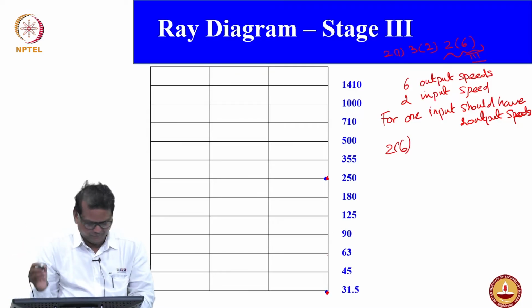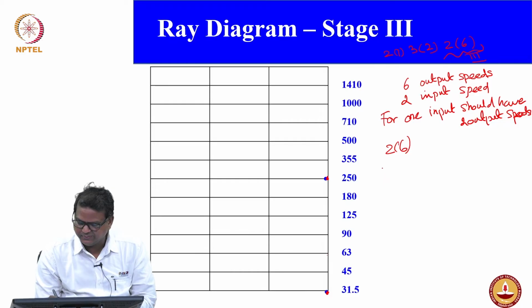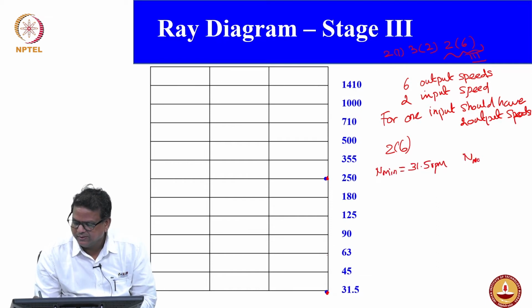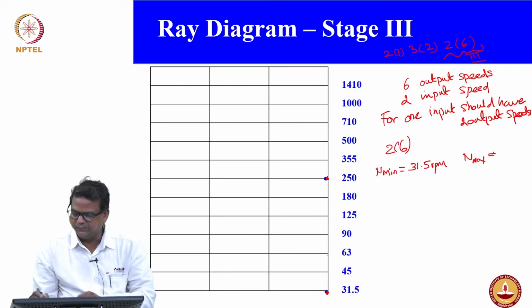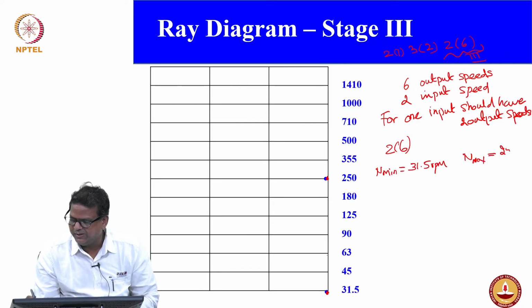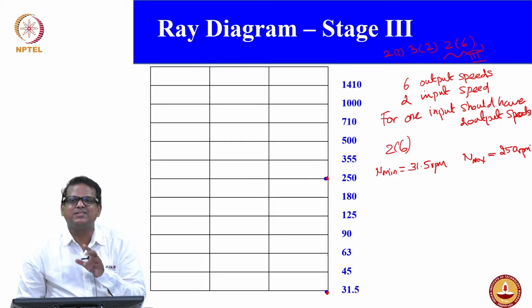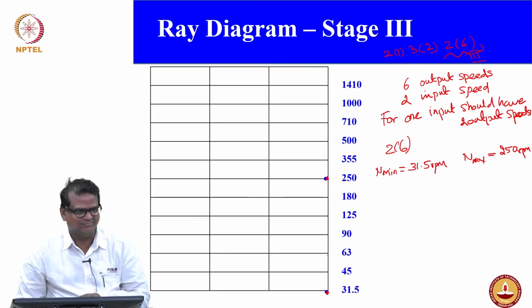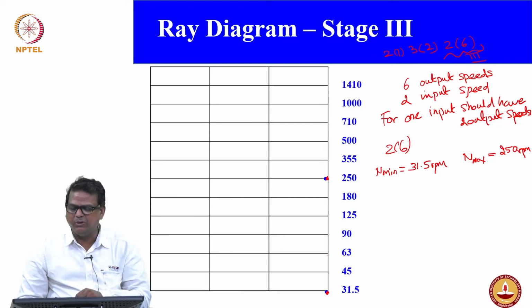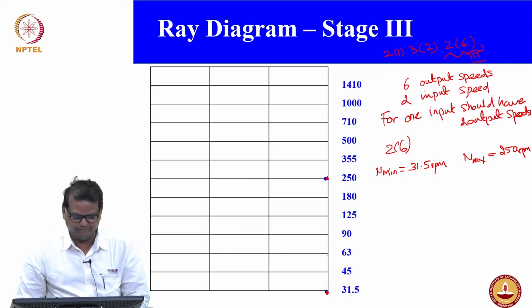So I have my minimum speed n minimum 31.5 rpm, and n max here indicates 250 rpm. So I need to find out what would be the input speed for the third stage. What are the possible input speeds you would expect?